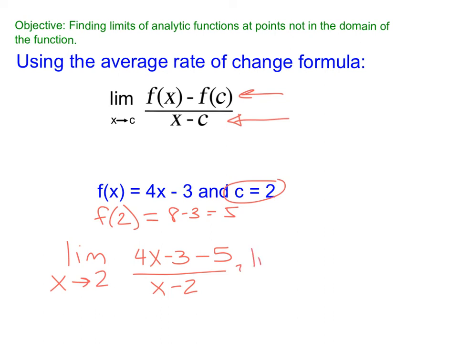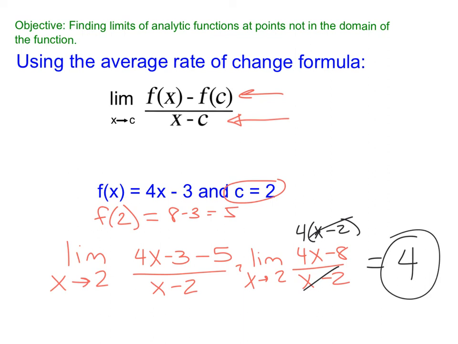Simplify this. We get 4x minus 8 all over x minus 2. If we try to plug in, we get 0 over 0. This is back to the ones we were doing earlier. If I factor the top, I get 4 times (x minus 2). Those x minus 2's cancel. So it's just the limit as x approaches 2 of 4, which is 4.